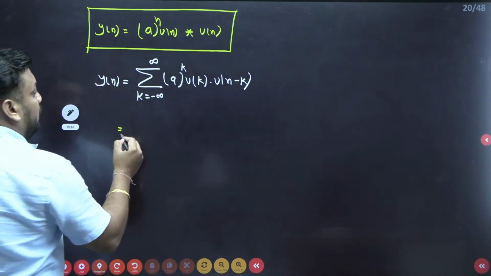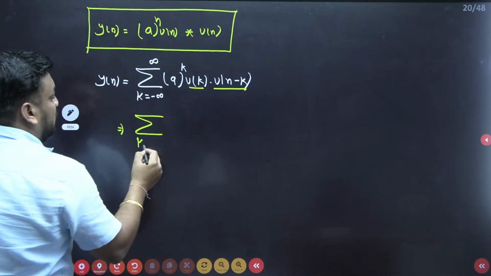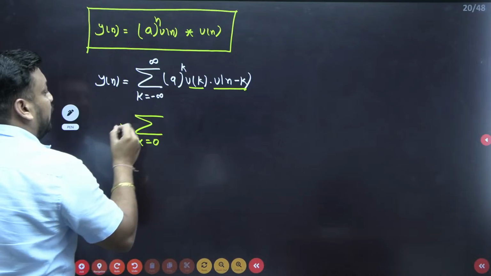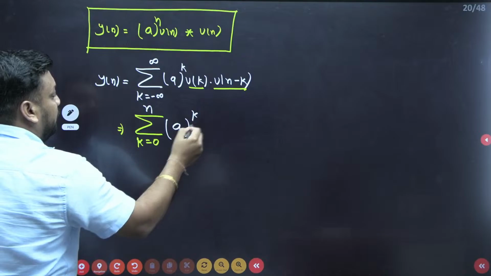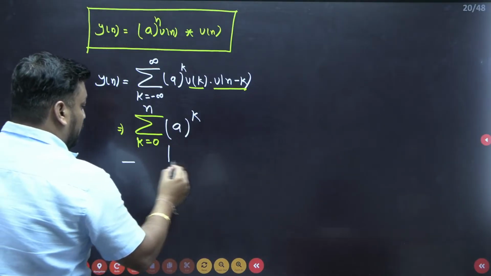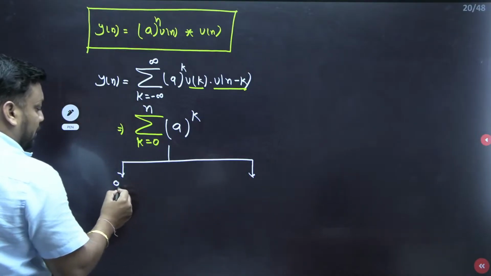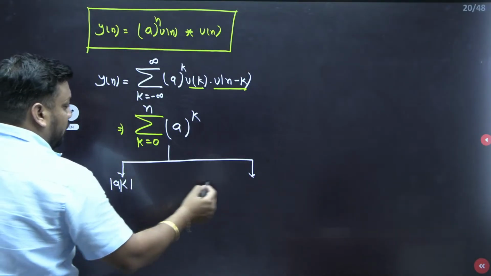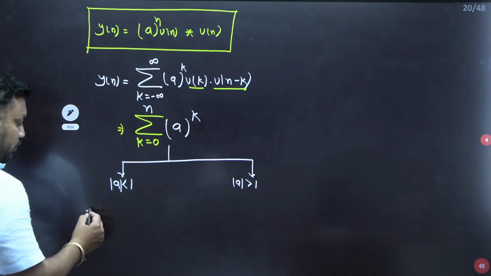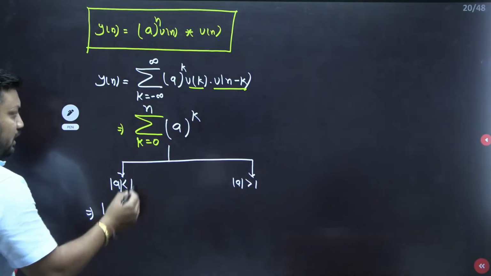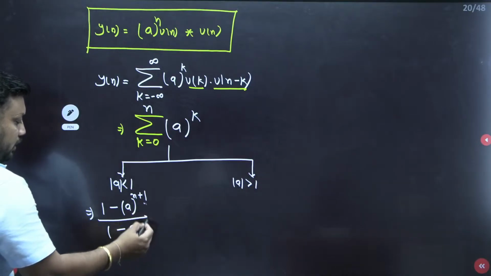Now ultimately what you will get? The sum of u[k]·u[n − k] is actually k equal to 0 to n, and here you will get aᵏ. Now if you don't know the a value, then you can apply two formulas. The a value either can be less than 1 or greater than 1. If mod of a is less than 1, then the formula is (1 − aⁿ⁺¹)/(1 − a) · u[n].